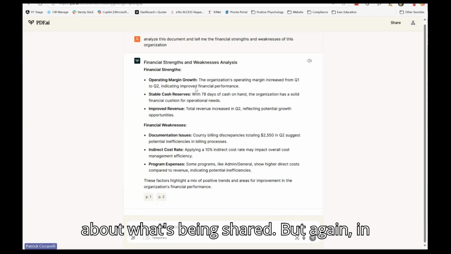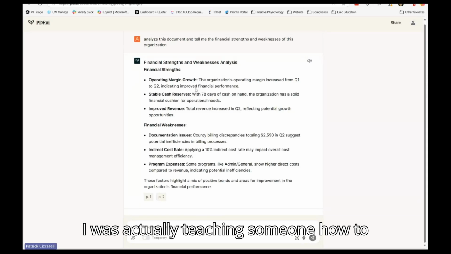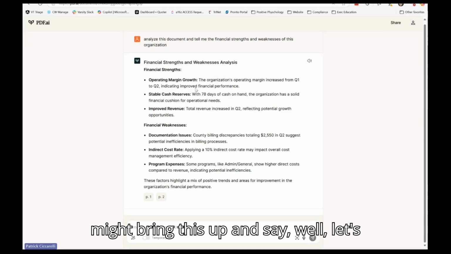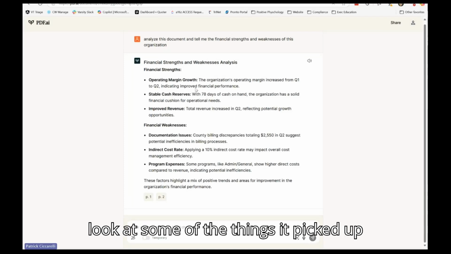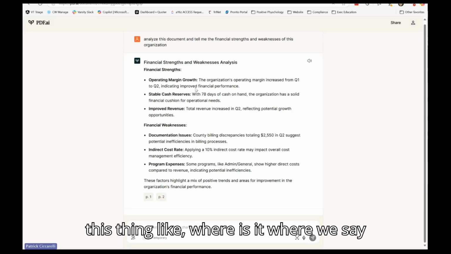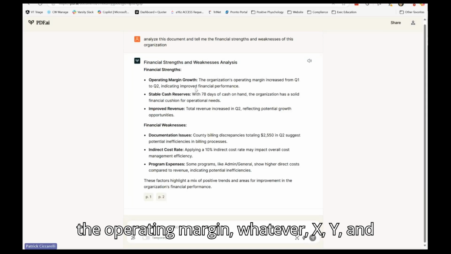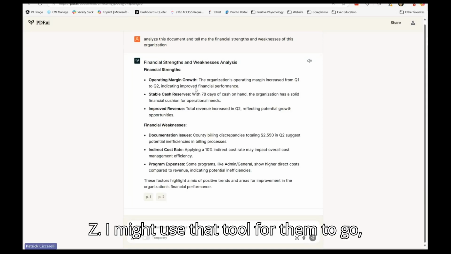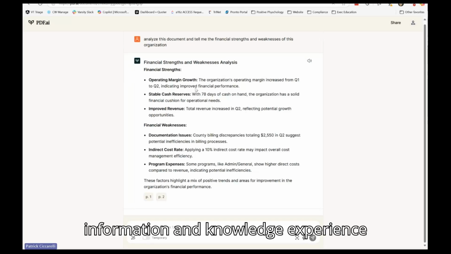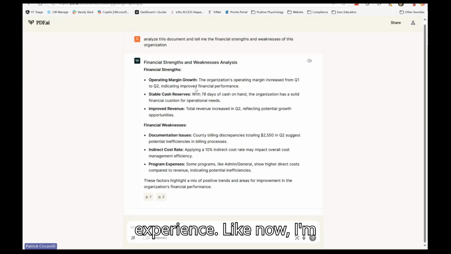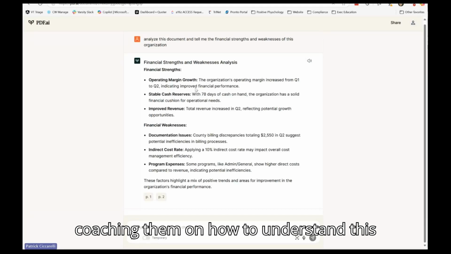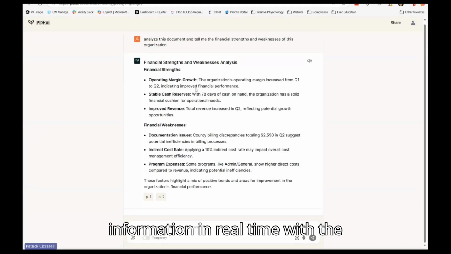But again, in trying to understand what to look for, if I was actually teaching someone how to review a financial document, I might bring this up and say, well, let's look at some of the things it picked up on. Let's go look at the document and compare its analysis, and understand where it says the operating margin, whatever, X, Y, and Z. I might use that tool for them to go, oh, okay, this information and knowledge doesn't require someone with 30 years of experience. Now I'm mentoring somebody and coaching them on how to understand this information in real time with the feedback that we've given.